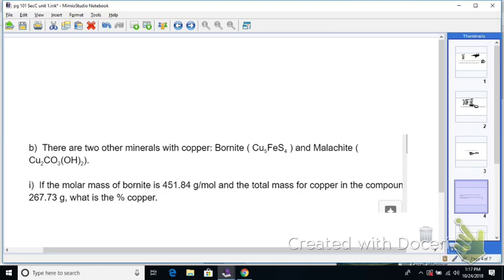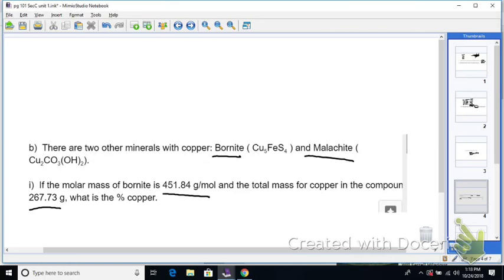I've got 2 minerals that I want to compare azurite to. Those 2 minerals are bornite and malachite. Those are the 2 other minerals that have copper in them. So what I need to do is find the percentage of copper in both of those so I can make a comparison between which one has the most by weight. Okay, so on 1I, I'm giving you the molar mass, and I'm giving you the weight of copper. So that one should be really easy to do.